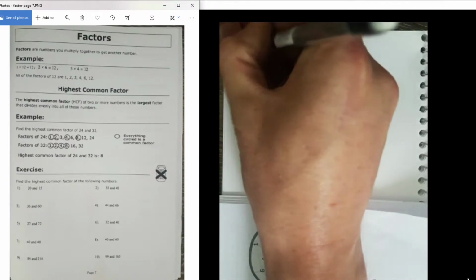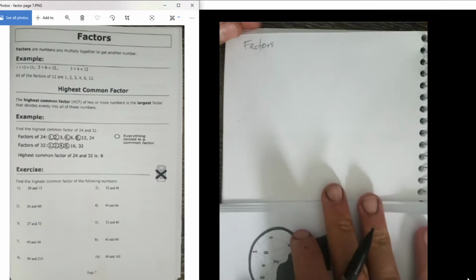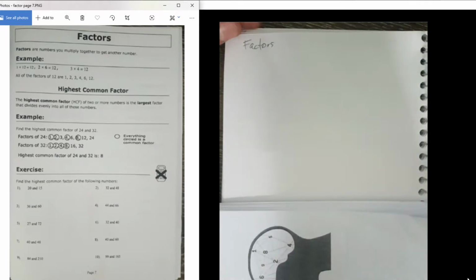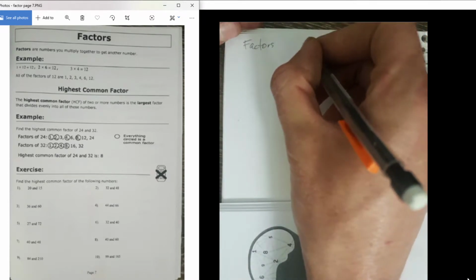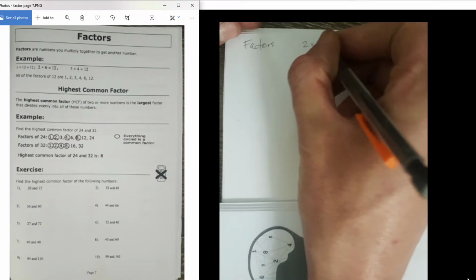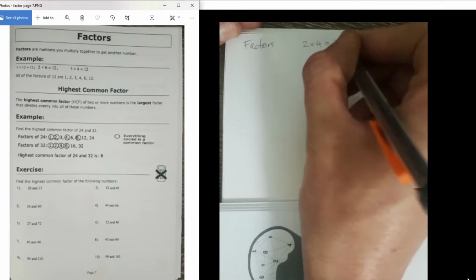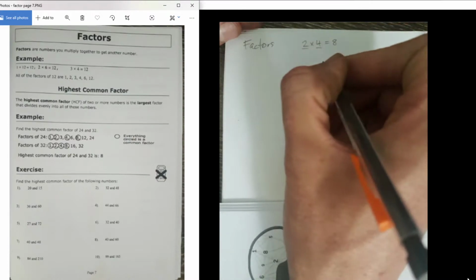So, factors. Factors are numbers that build up another number through multiplication. For example, 2 times 4 equals 8. So 2 and 4 would be factors of 8.